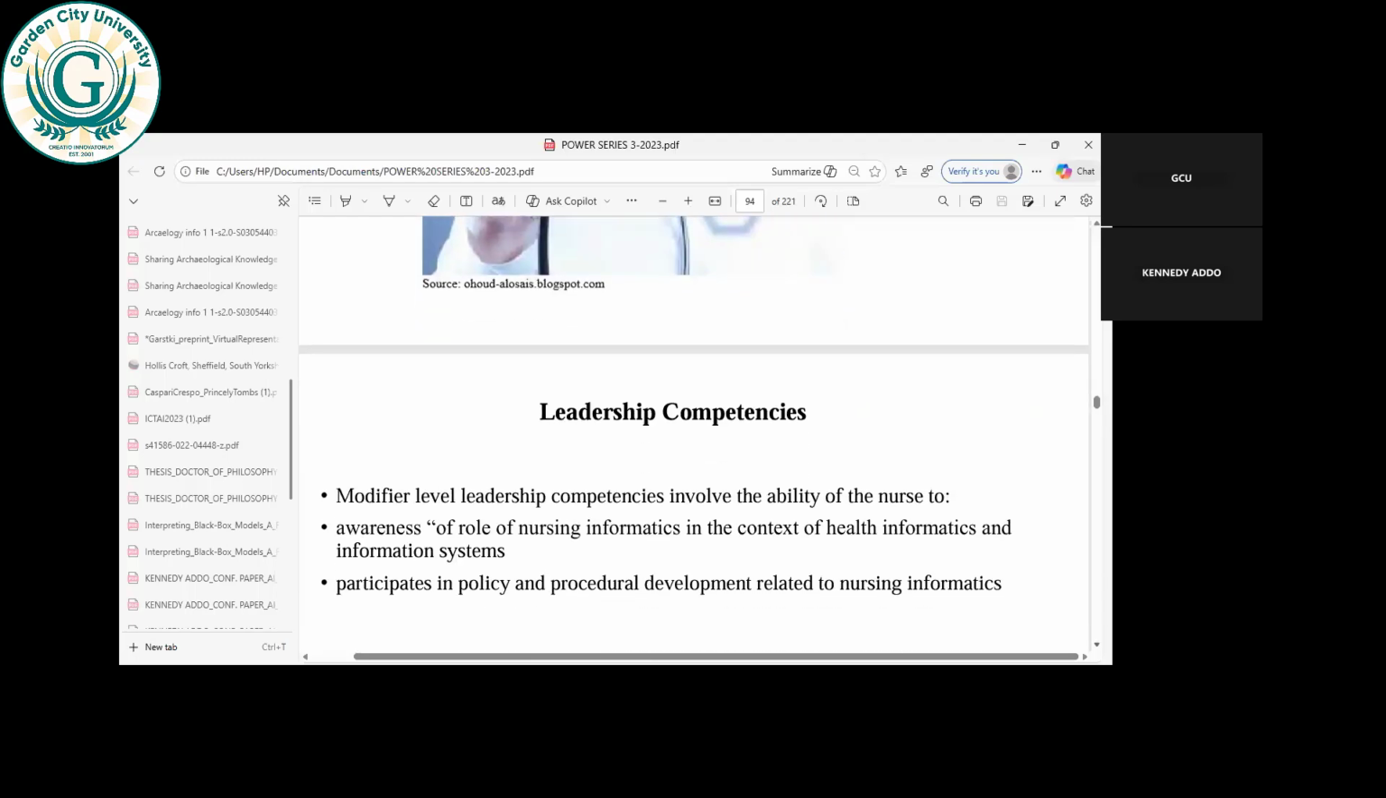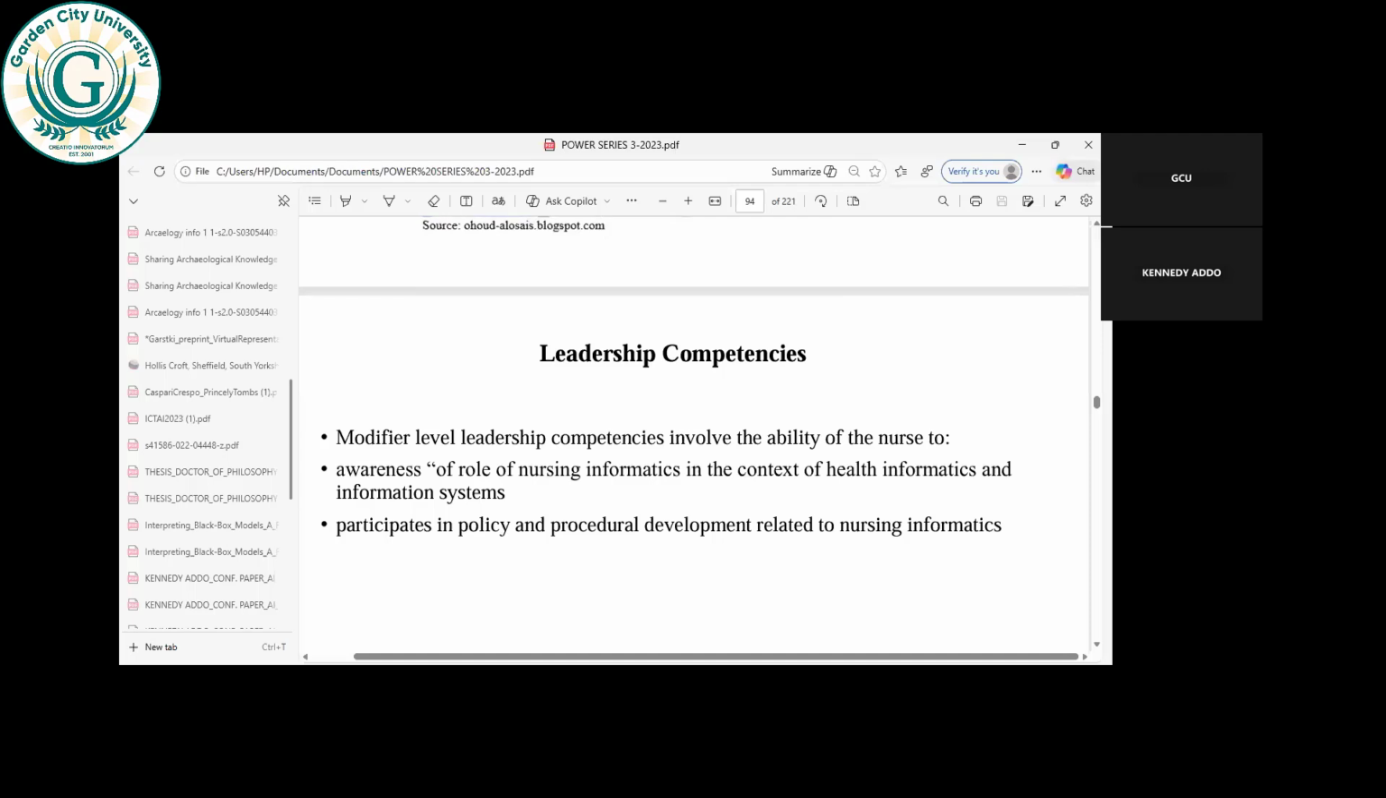being intermediate or modifier, you should be able to be aware of your role of nursing informatics in the context of health informatics and information systems. So this one is very important for a nurse to associate himself or herself with any of the roles of nurses in informatics. Whether you are seen as a product manager, you are also considered as a programmer, system analyst, or user liaison, and all other diverse roles of nurses in informatics.